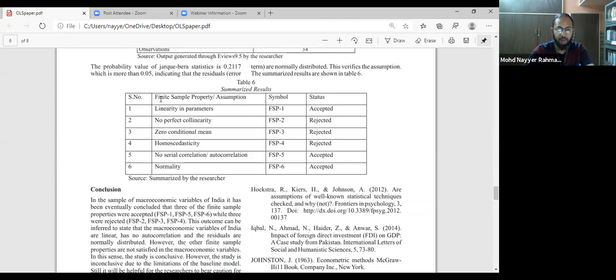Okay, so you can see table 6. You have all 6 finite sample properties. Then you have the status: accepted, rejected, rejected, rejected, accepted, accepted. Now, if you have this kind of complication, you can have 2 methods to go for the regression. One is that you do some transformation so that these 3 become accepted and then you can apply the regression. Or if you have 6, for example, and if you have 4 which are accepted, then you can go for it.